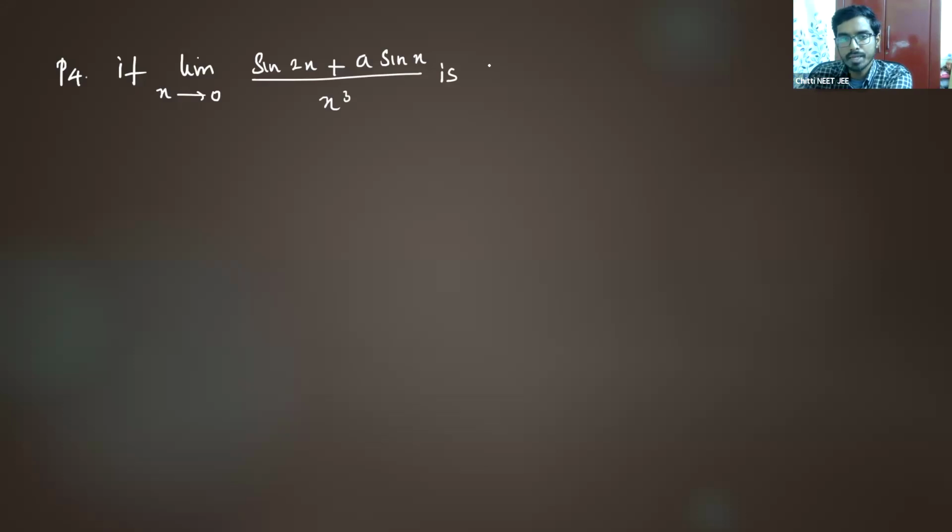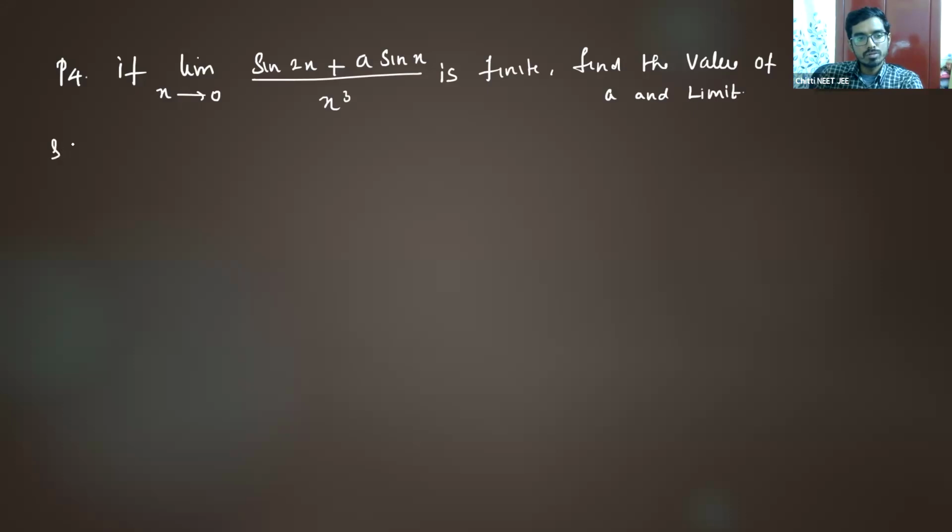Find the value of a, and also find the limit, given that it is finite. Solution. So we have the limit as x tends to 0 of sine 2x plus a sine x, whole divided by x cube.